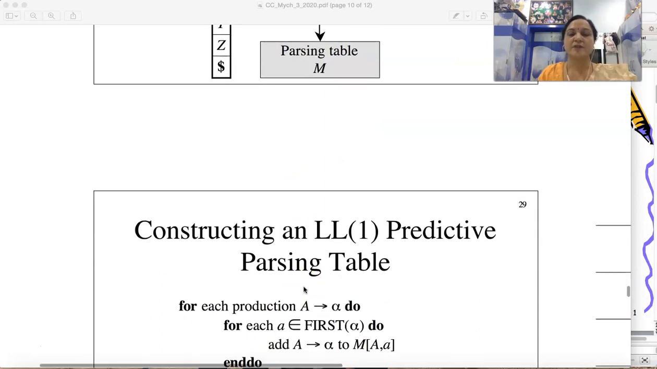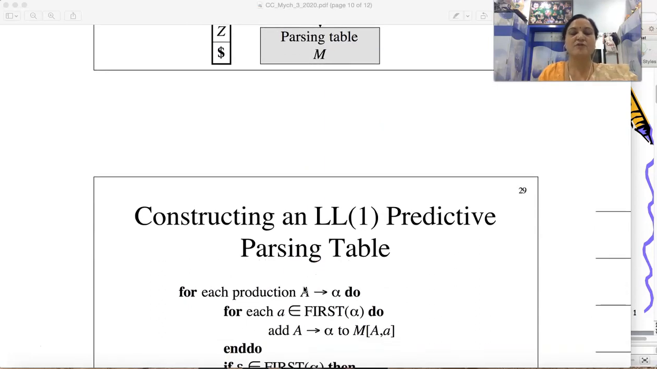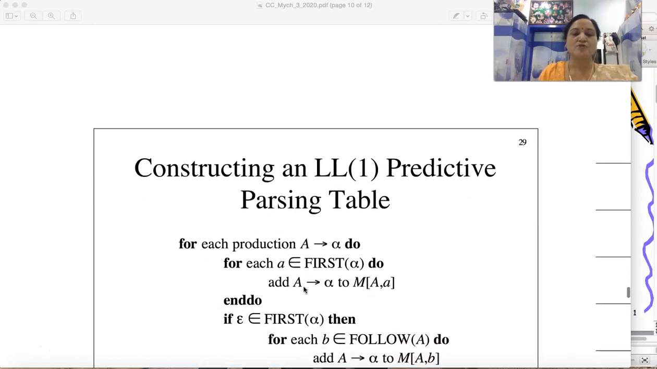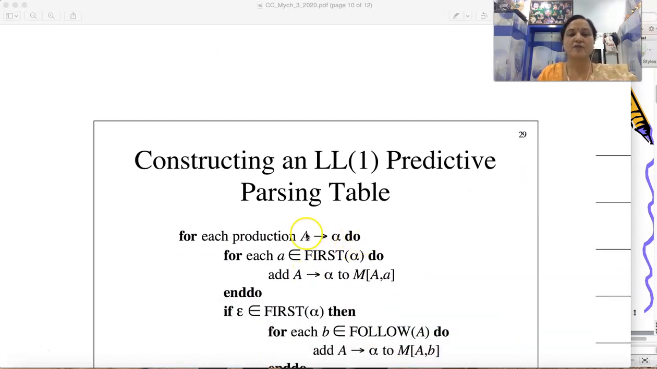For construction of the predictive parsing table, we make use of first and follow values. For each production A tends to alpha, we first calculate first of alpha. Then for each a that belongs to first of alpha, we enter in the predictive parsing table the production A tends to alpha at row index A, the non-terminal, and column index a, the terminal. So first we compute the first value of the production, and below the first value we make the entry of production A tends to alpha.